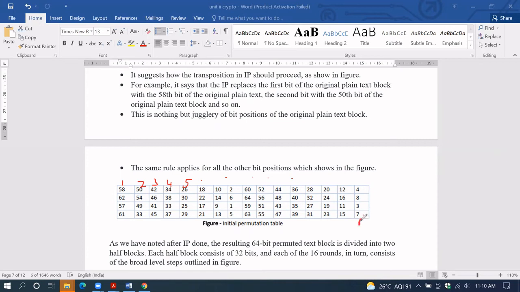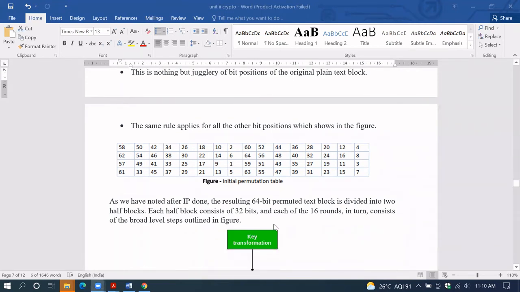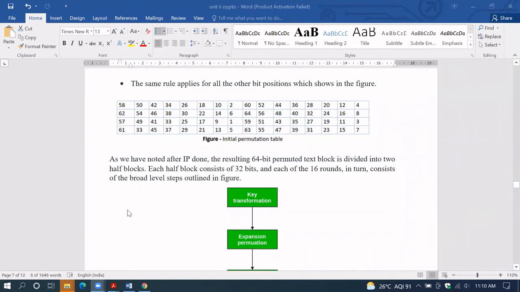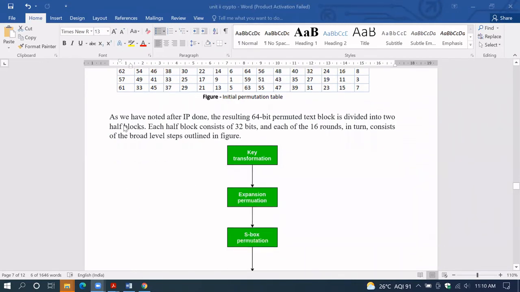So 64th bit is replaced by which bit? 7. So this is the initial permutation table, because we have to convert the plain text to a ciphertext. So certain rules need to be followed here. So here in IP, that is the initial permutation.